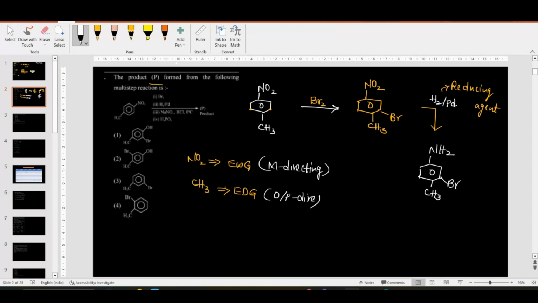Now the next reagent they have given is NaNO2, HCl at 0 degrees Celsius, right? So it will form a diazonium salt over here. NH2 converts to N2 plus and Cl minus. So we'll get this. This NH2 converts to this N2 plus Cl minus diazonium salt, right? And these two are Br and CH3. Just let me rub this.